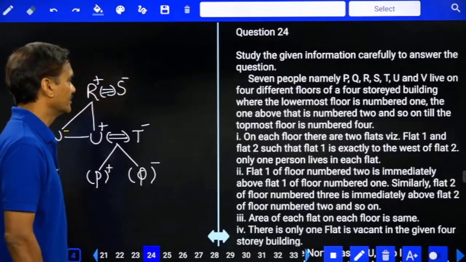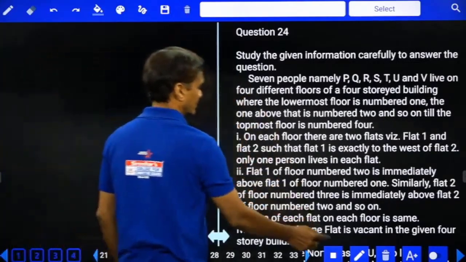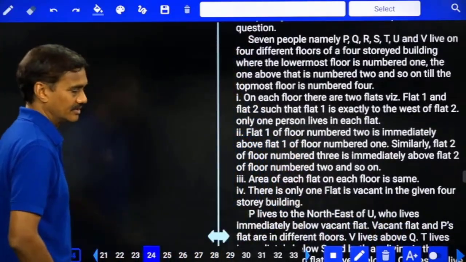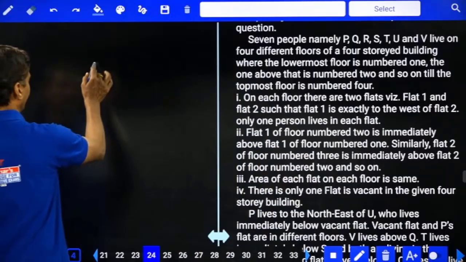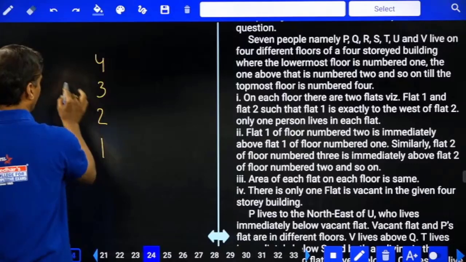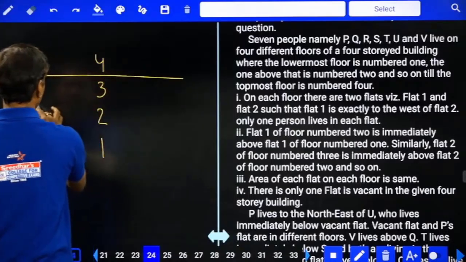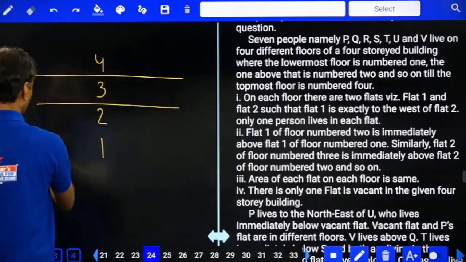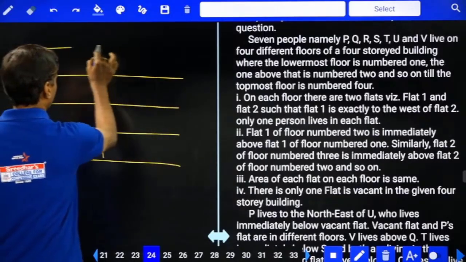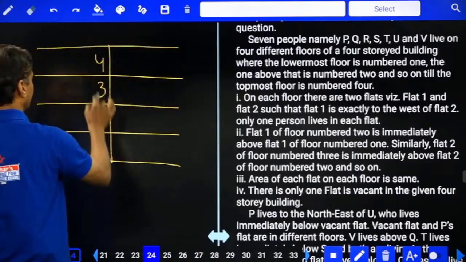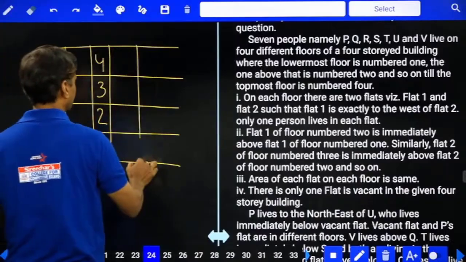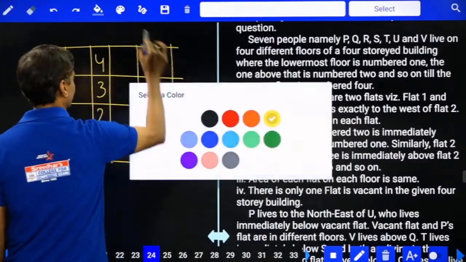The next one, 24 onwards. Now in this 24, there are some 7 people living on 4 different floors of a 4-story building. That means one of the flats is vacant. And a vacant flat is always under the second priority. Clear? In general, multiple floors and multiple flats we take under the first priority, but here, one of the flats is vacant, so consider this one under the second priority. Okay? Now this is how these 7 persons are staying in these 8 different flats.